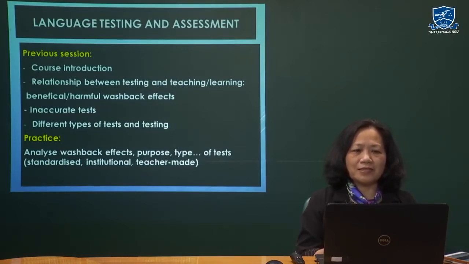In the previous lesson, I introduced to you some main content of the course, and we talked about the relationship between teaching and learning and testing. And we talked about washback, beneficial and harmful washback of testing on teaching and learning. We also talked about inaccurate tests. In order for a test to have beneficial washback, the results it produces or provides should be accurate.